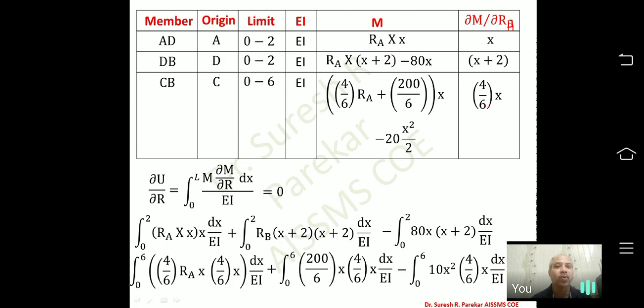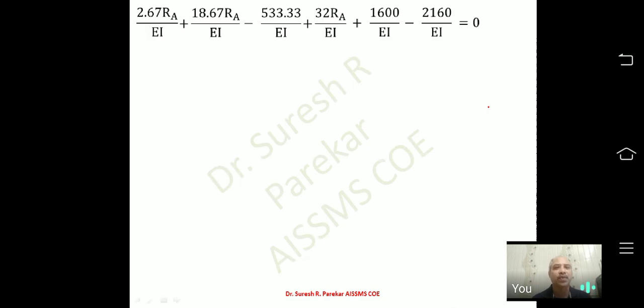So now we have to solve this, we have to integrate all these terms. You can see we have so many integrations. As the terms in the table increase, your integration increases, and then your equation becomes lengthy. So we have calculated all these integrations, and we are going to get values below. You can see that in the next slide. So we have the values in this fashion. First 2.67 RA upon EI, and likewise we have these values.